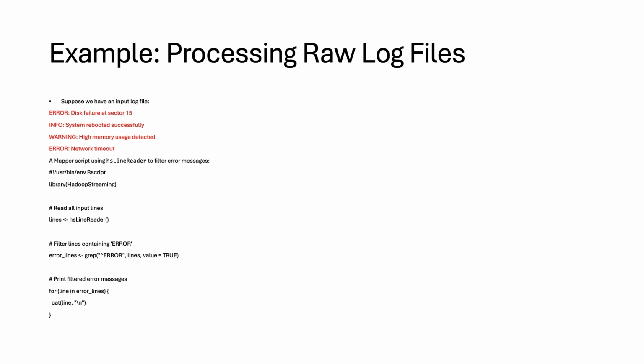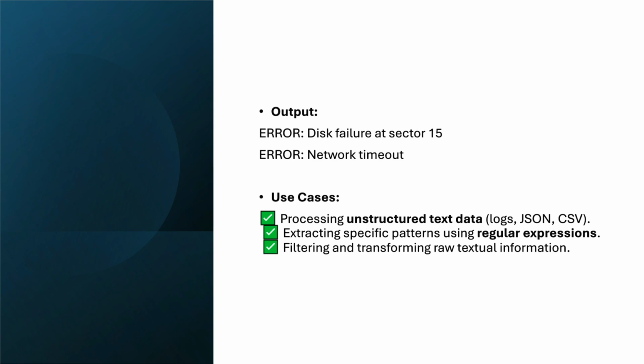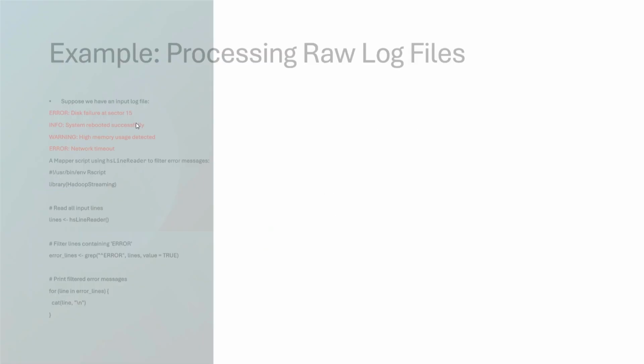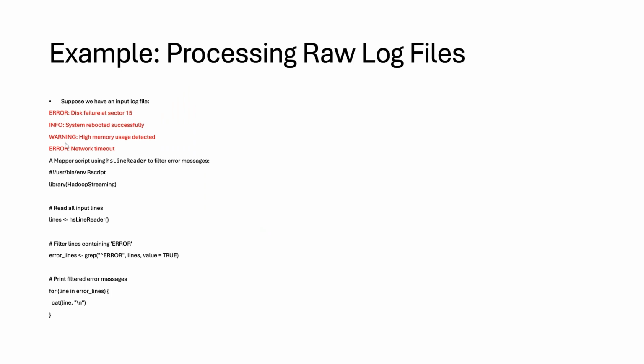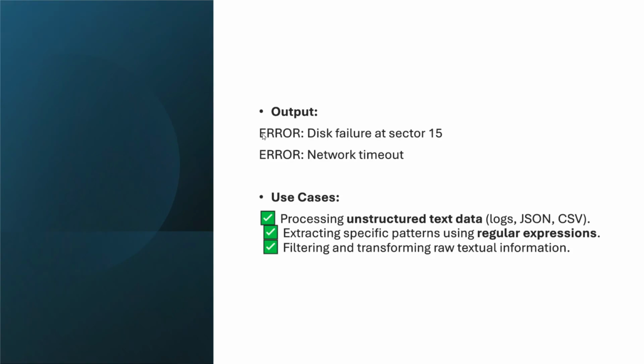Okay, and finally we have the for loop in which the error lines will be there. The loop will continue for each error line, and it will print to the standard output, which goes to the Hadoop cluster as a mapper output. So this is a standard program. As an output, we can say that there are two errors. As an input we have two errors. So we can see the total number of errors is two: disk failure at sector 15 and the second error, network timeout.